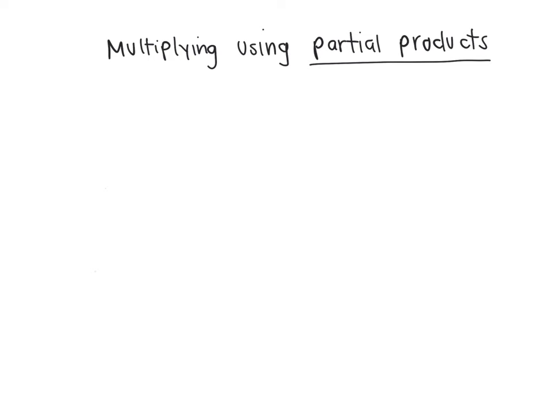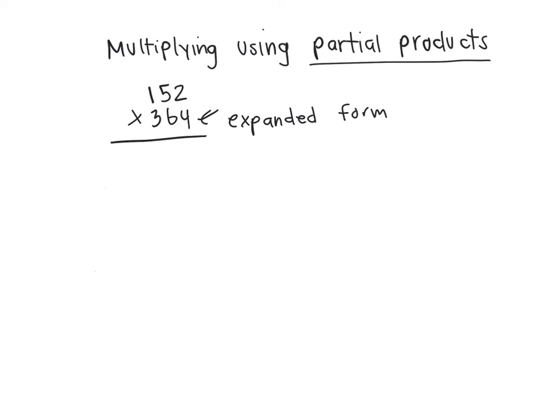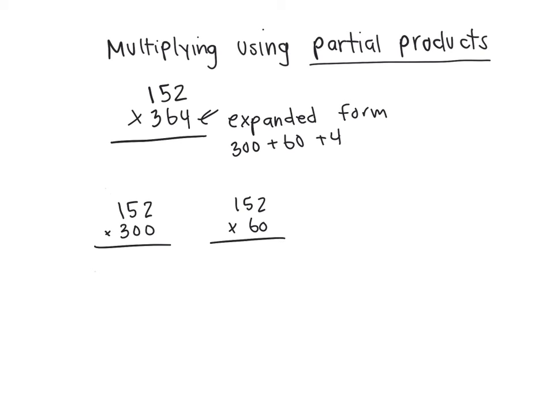So again, I'm going to do 152 times 364. Again, my bottom number I'm going to put into expanded form. So that's going to be 300 plus 60 plus 4. And then I'm going to break up my problem. So I'm going to do 152 times 300, 152 times 60, and then 152 times 4.